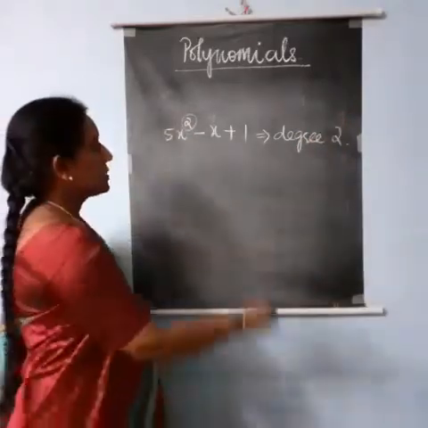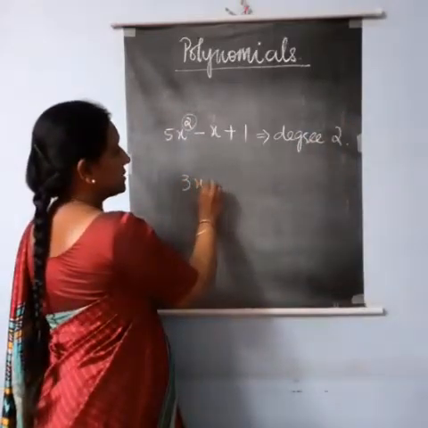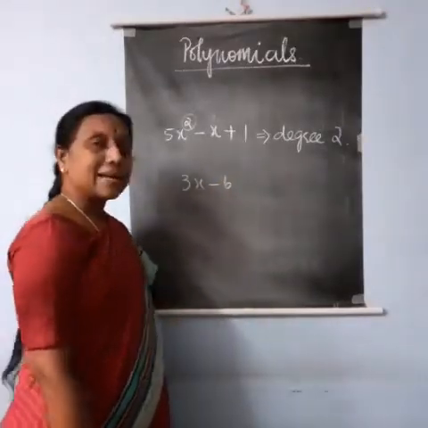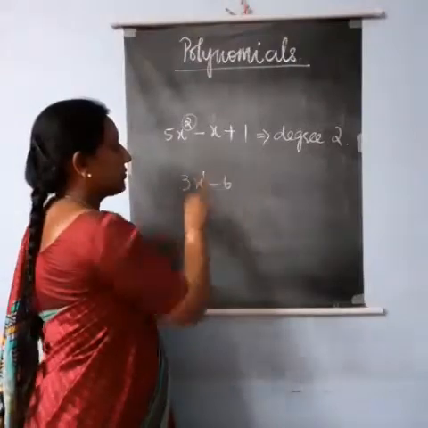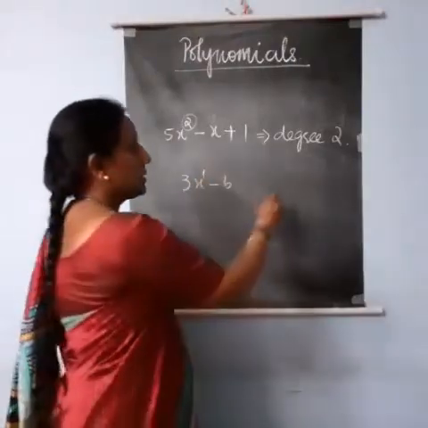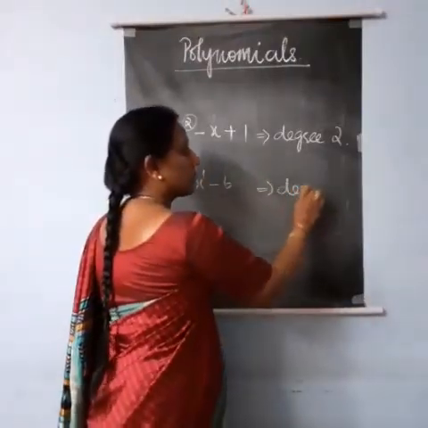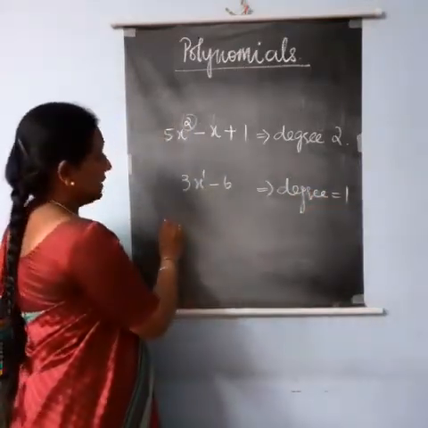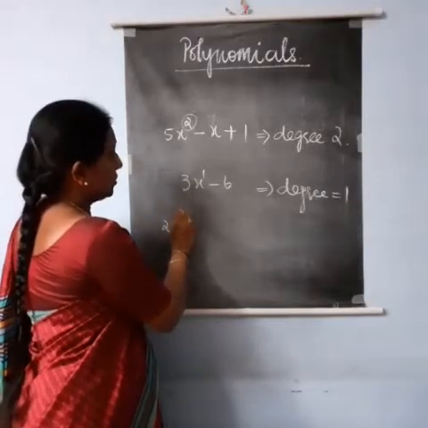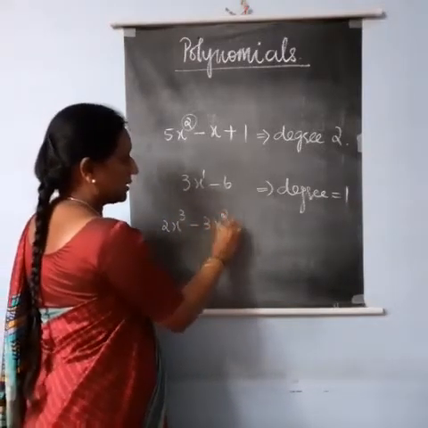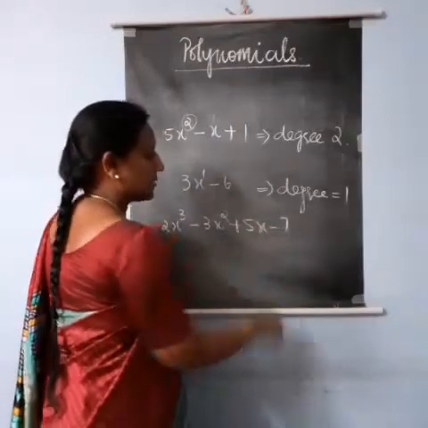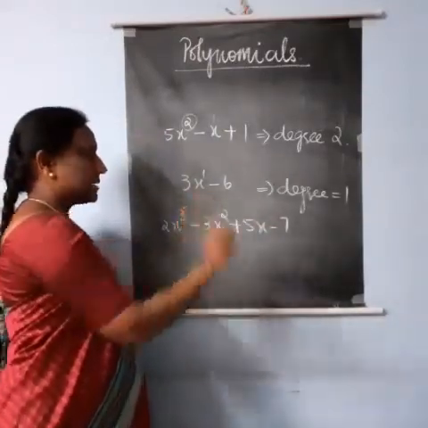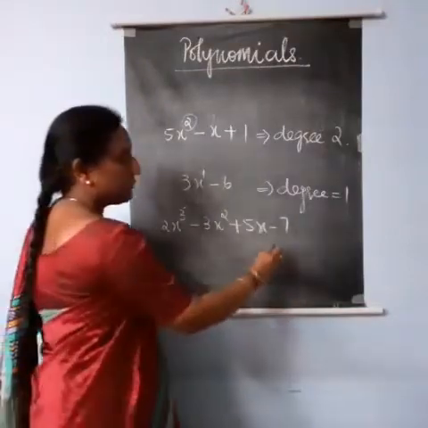Okay. Now supposing I have 3x minus 6. Now in this polynomial, what is the highest power? The highest power of x is 1. So the degree is 1. Okay. Supposing I have 2x cubed minus 3x squared plus 5x minus 7. Okay. Now what is the highest power of x in this case? It is 3. So the degree will be 3.